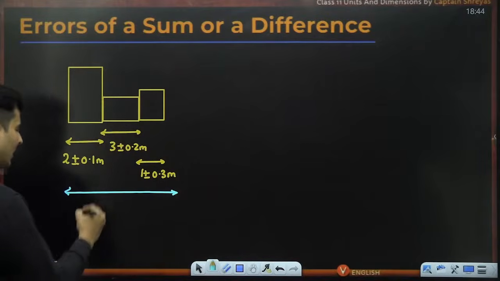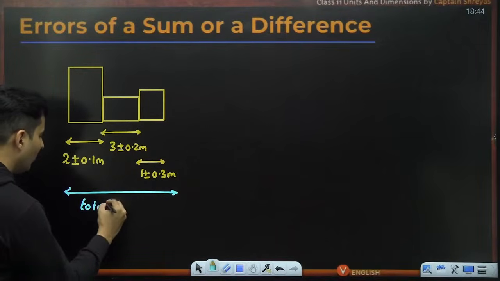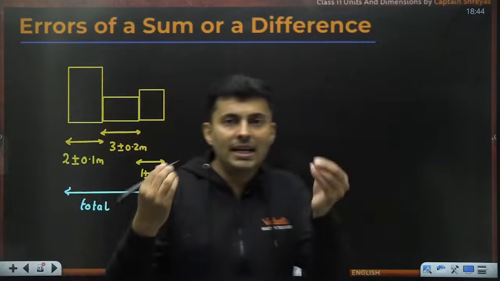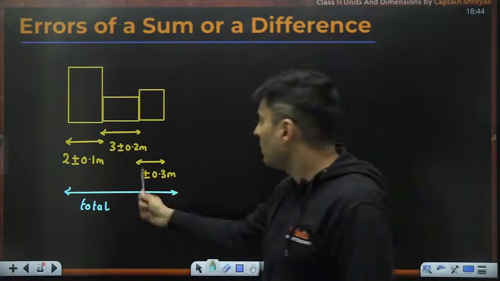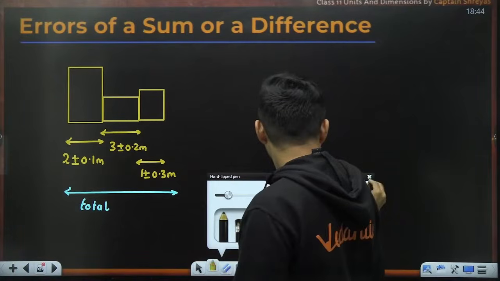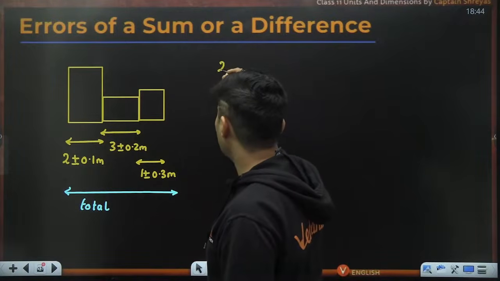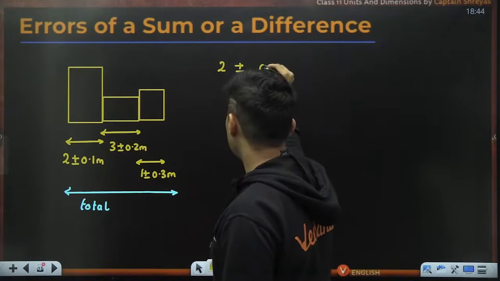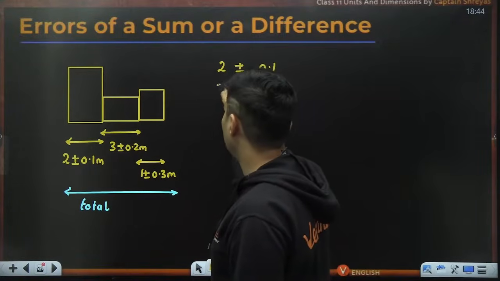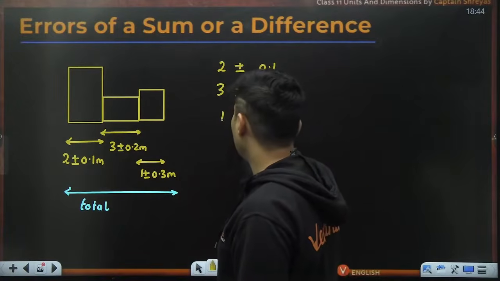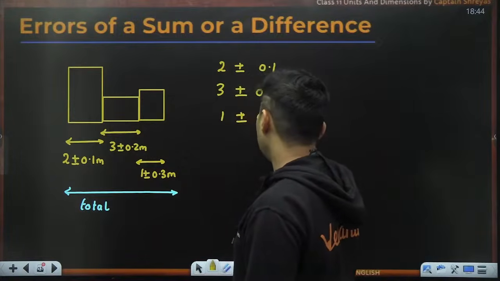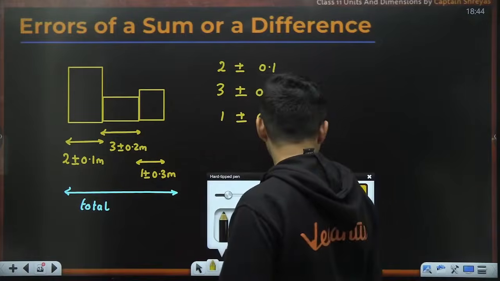So what is the total length? Here what I'm doing is adding those quantities, which themselves have some uncertainty in their measurement. So essentially what I'm trying to do is 2 plus minus 0.1, then 3 plus minus 0.2, then 1 plus minus 0.3. Now I have to do the addition of all of them.